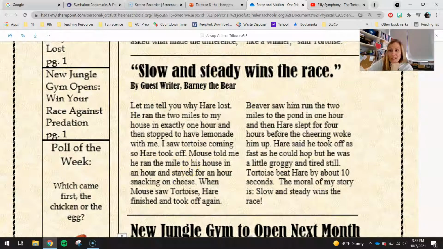So you guys are going to graph his next movement, a mile in an hour. And then he stayed for an hour snacking on cheese. So his velocity would be 0 where he stayed for an hour snacking on cheese.